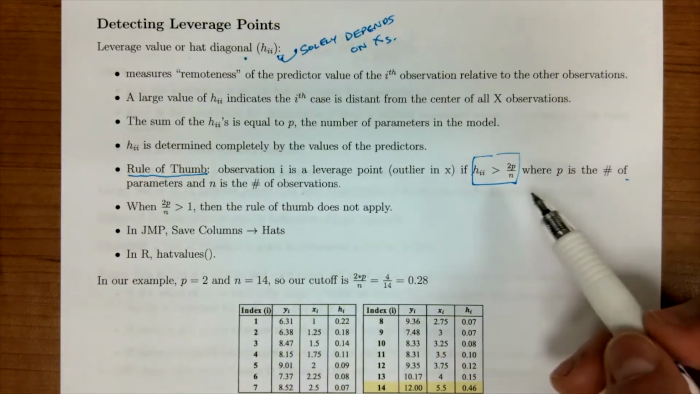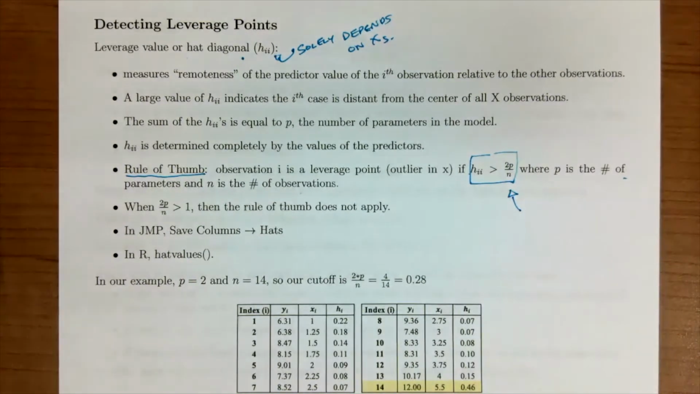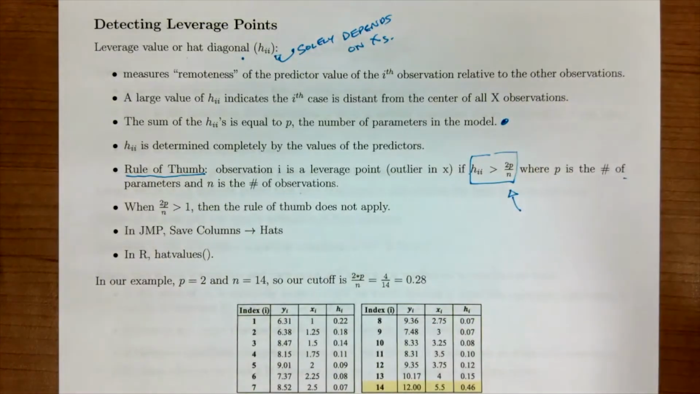A little intuition behind this is that if we were to add up all the hat values, we would get p. This is theoretical. You don't need to prove this or completely understand it, but I'm telling you, if you summed up all the h_i's, it's going to equal p. Then we also know that there will be n hat values for the number of points.